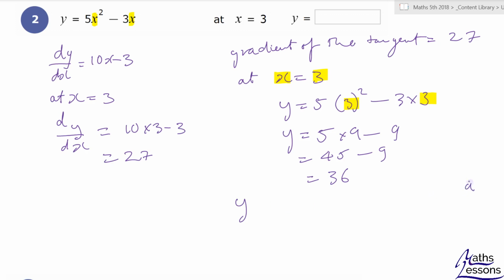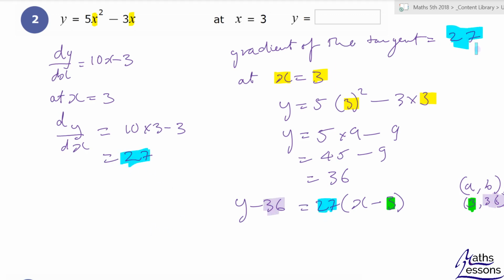So y take away y1, or a, whatever you want to use. If you use the point a, b, which is the point 3, 36, we take the y value away from y, equals the gradient, which was 27, times x minus the value 3 here. If I just highlight all the right points, you see the 3 comes from there, the 36 comes from there, and the gradient comes from here. We found the gradient of our tangent.